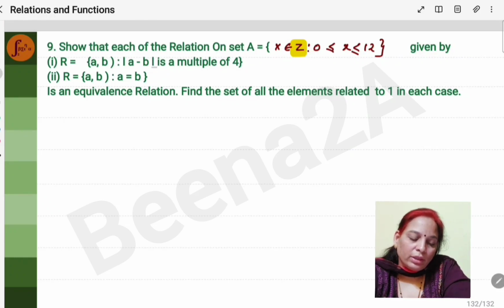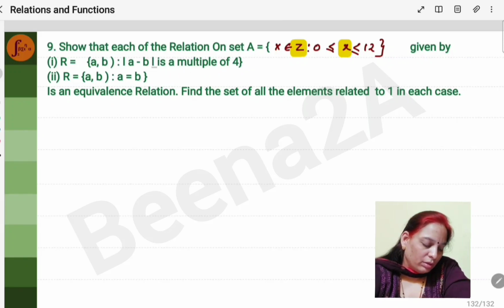Now x belongs to integers, and x is between 0 and 12. The relation is given by modulus of A minus B is a multiple of 4. This is one case, and the second case is A is equal to B. Let's take the first case.